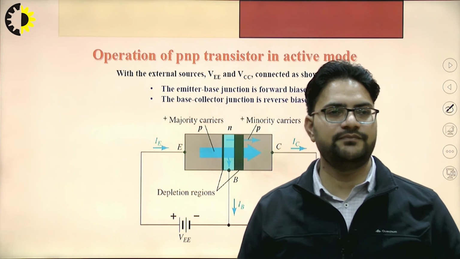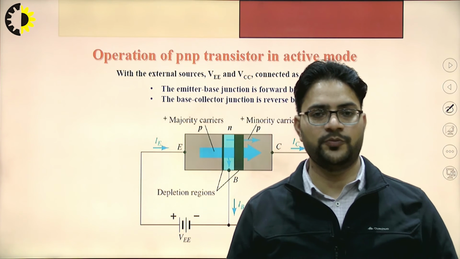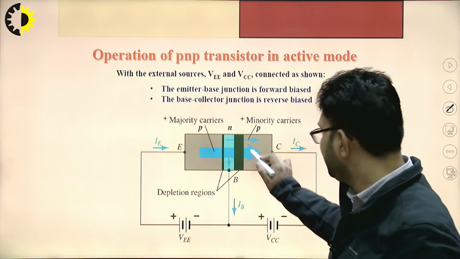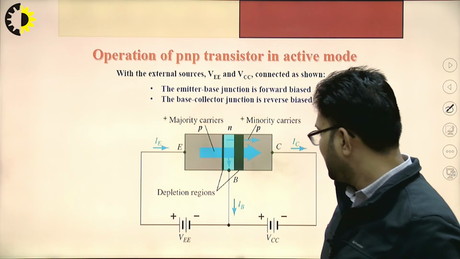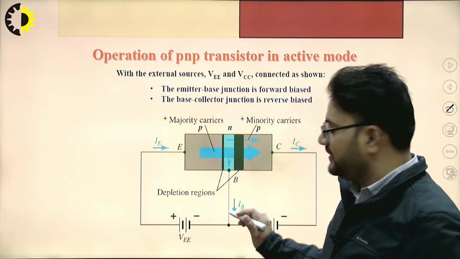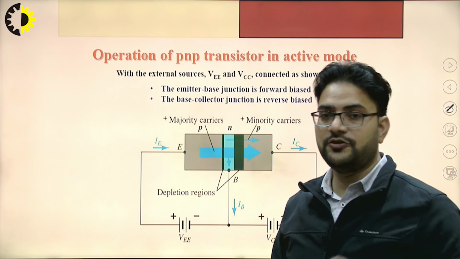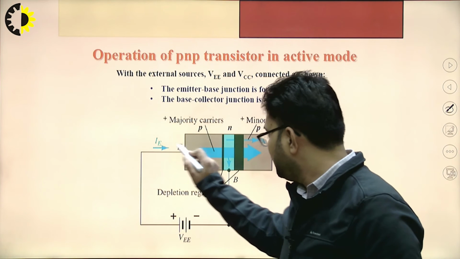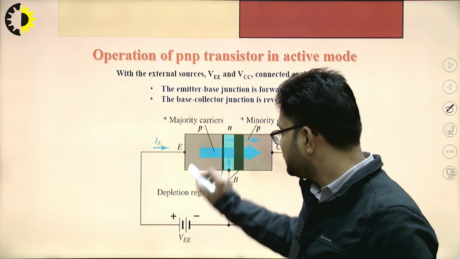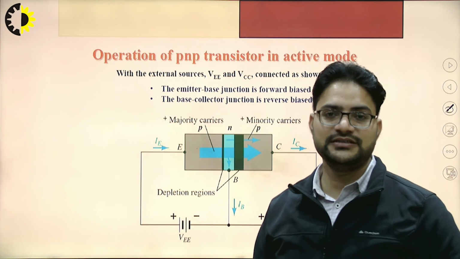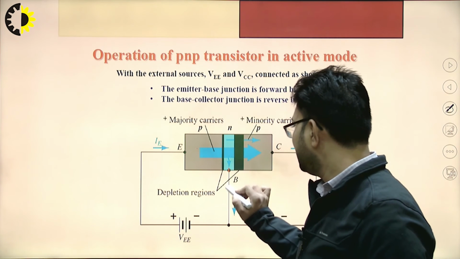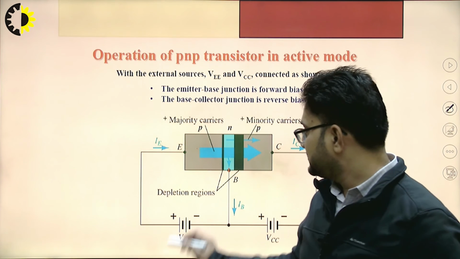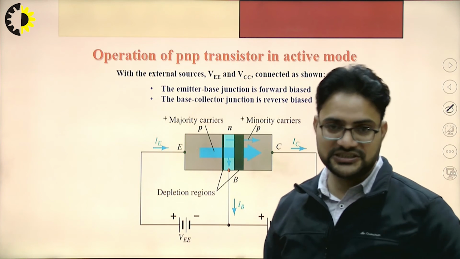Now next is PNP transistor operation in the active mode. If I consider this PNP transistor in the active mode, the emitter-base junction is forward bias and the collector-base junction is reverse bias. So this emitter-base junction will be forward bias. It means this P side is connected to the positive terminal of the battery, and this N side of the base is connected to the negative terminal of the battery. This is the forward bias condition.